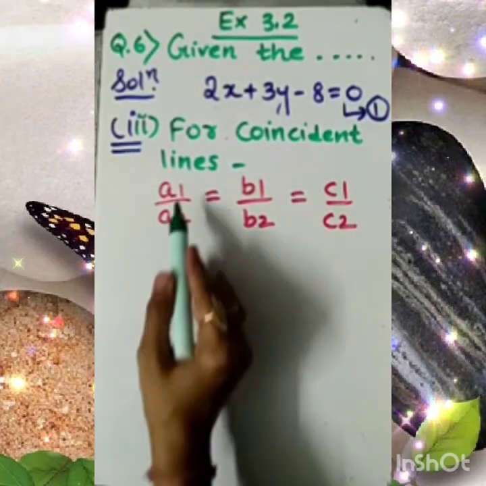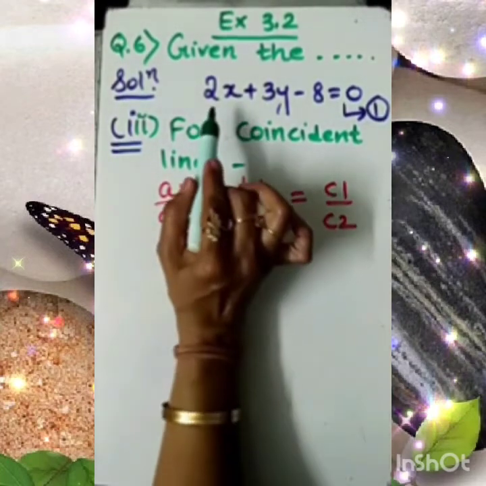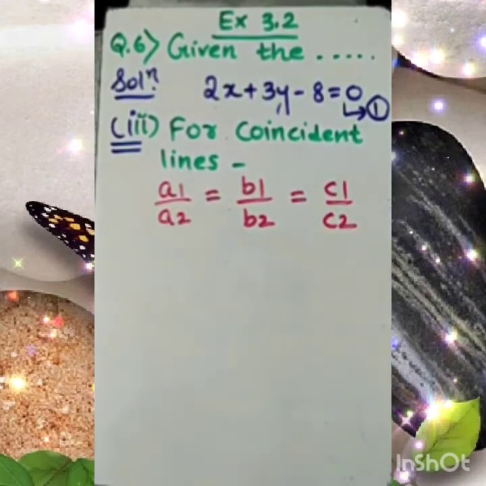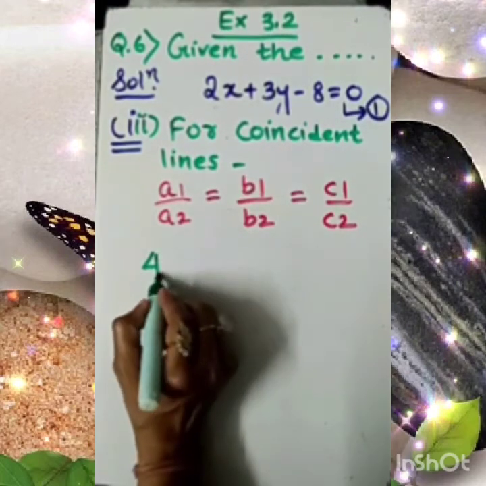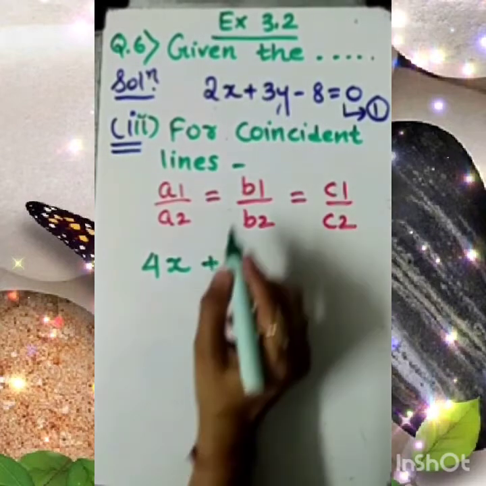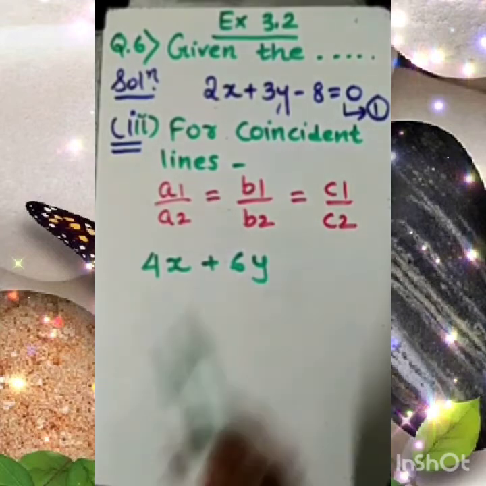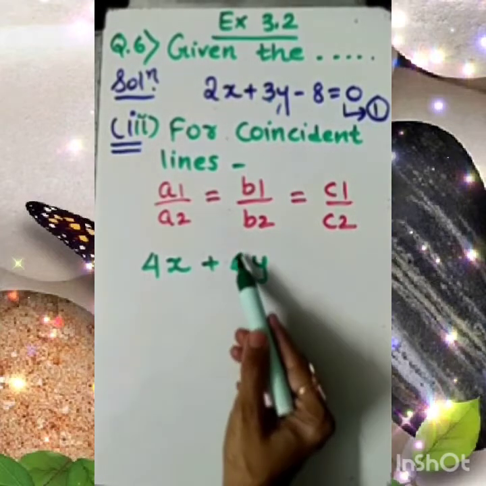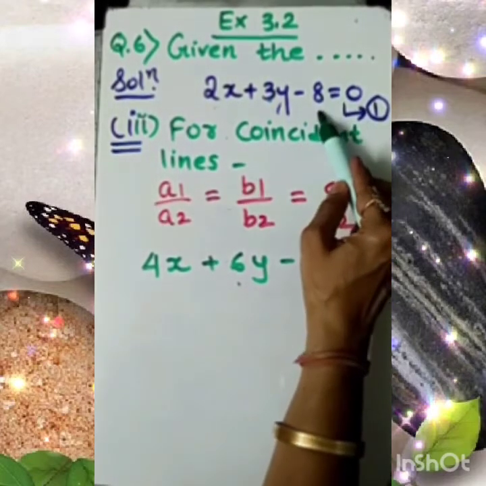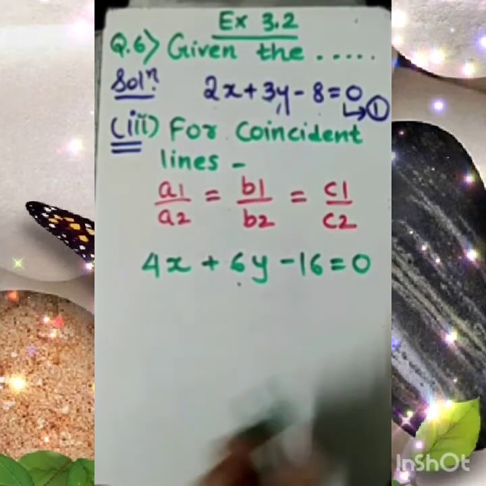Think about which equation can be possible. As we can see here, the ratios A1 by A2, B1 by B2 and C1 by C2 should be equal. What is A1? A1 is 2. Suppose I want 1 half, 1 half, 1 half as the ratio. So of course my next equation will have 4x, so 2 by 4 is 1 half. What should be here? 3 by 6, because I want 1 half, so it will be 6y. And for this side, minus 8 upon minus 16. So the ratio will be 1 half.